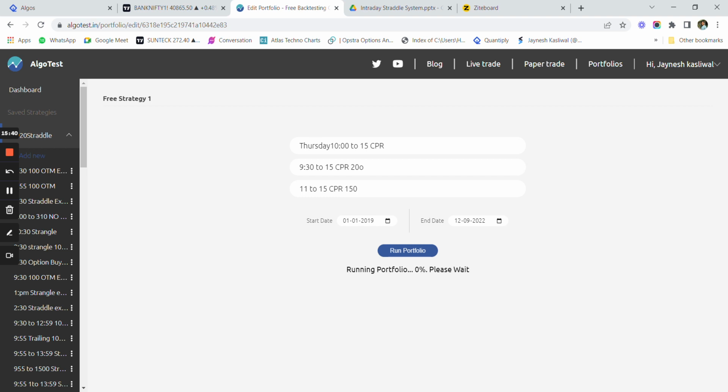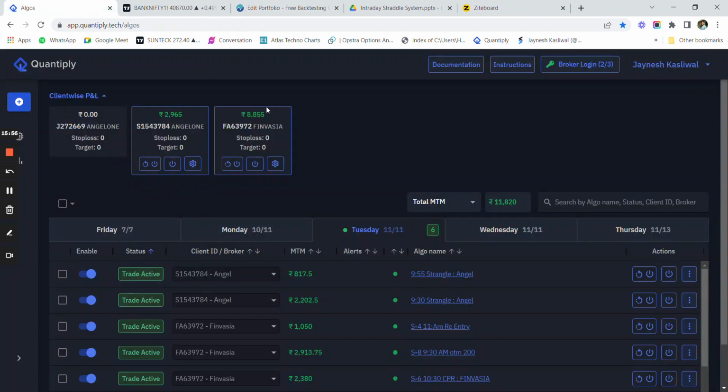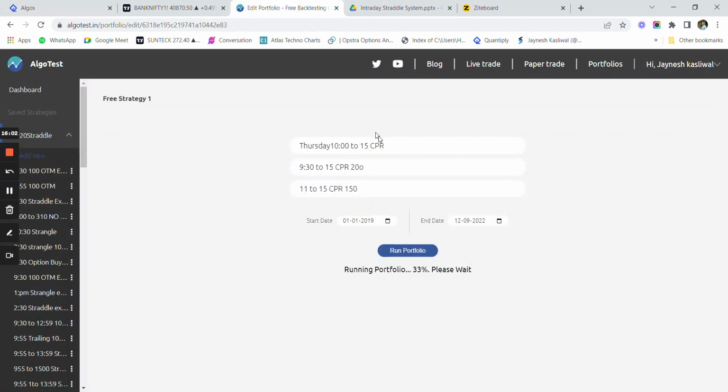This strategy is for only Thursdays. The strategies that we have run are the 200 point CPR and this is the 150 point CPR. Now these strategies can be traded manually also. Only thing is you will have to put in some effort, and you will have to stay in front of the screen. You can automate the strategy in Quantiply with simple things. As we have done the coding in Algo test, you can simply copy and paste.